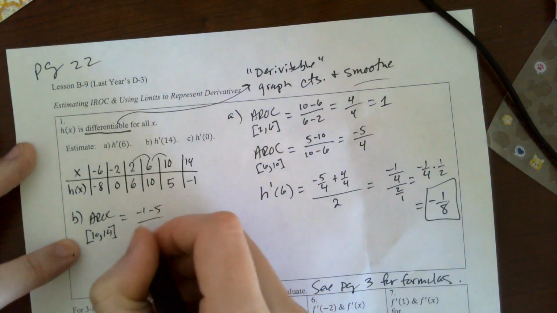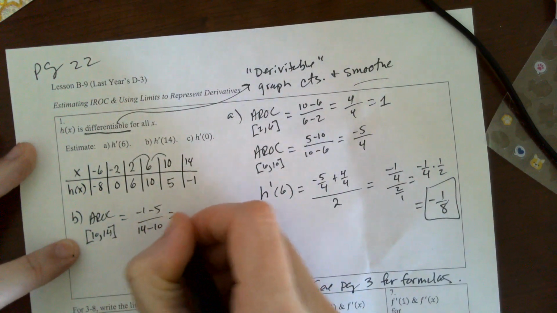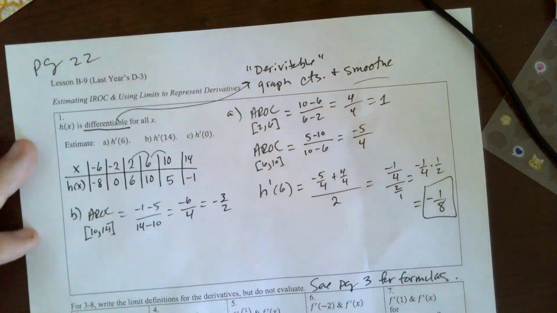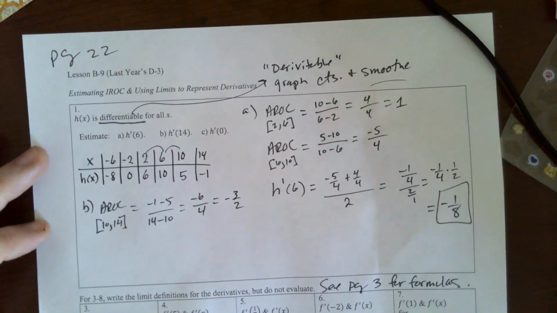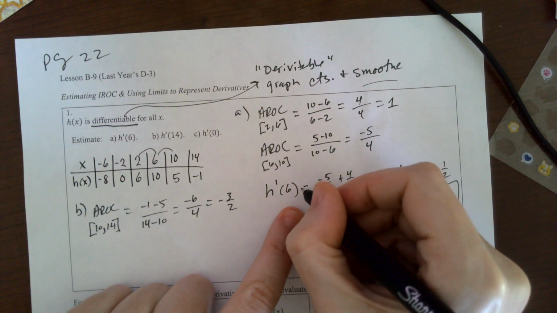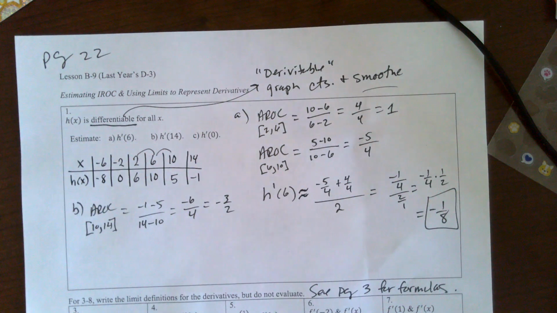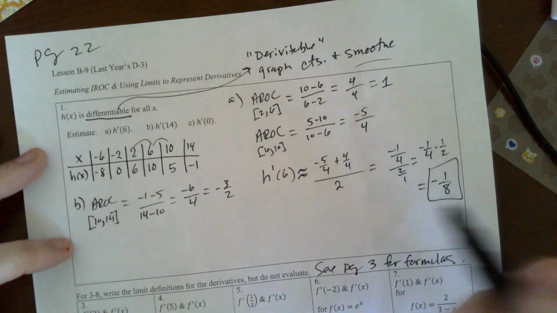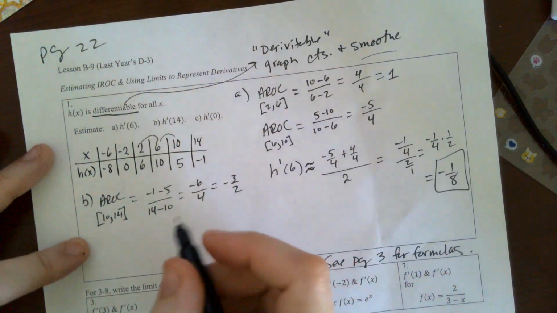Negative 1 minus 5, negative 6 over 4, negative 3/2. Oh yeah, and by the way, guys, I put an equal sign here, but if you do two squigglies like that, that means approximation. So maybe I should do that instead. You'd never get taken off though if it's an equals.